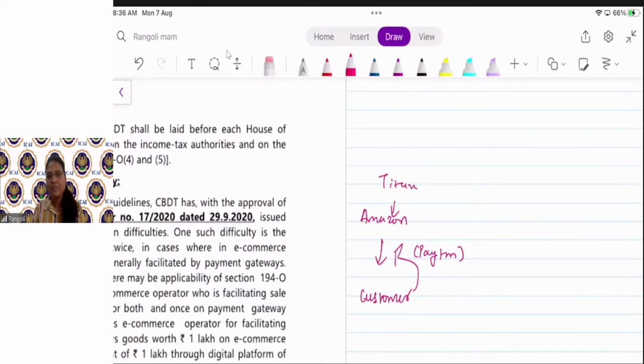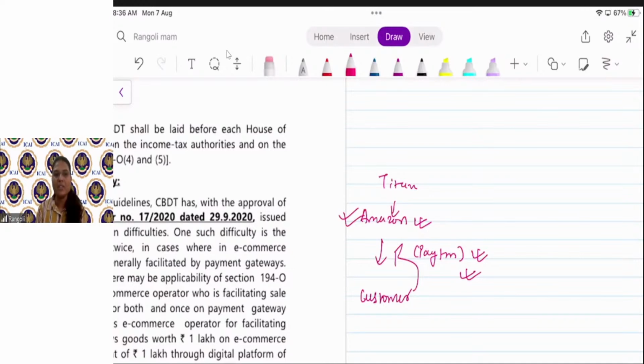Now here, my dear friend, say for example, Mr. X purchased a watch of Titan from Amazon and Mr. X is making payment through Paytm to Amazon. Now there are two e-commerce operators. One is Paytm, who is providing the payment gateway, and another is Amazon through which Titan sold his product. So now both are required to deduct TDS, Amazon as well as Paytm. So there is double deduction or double taxation. Okay.